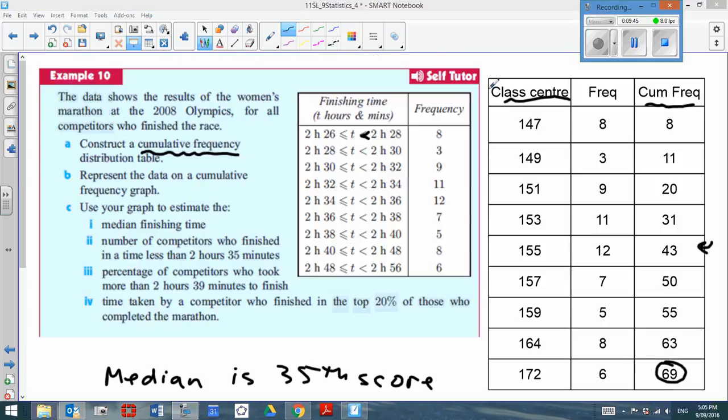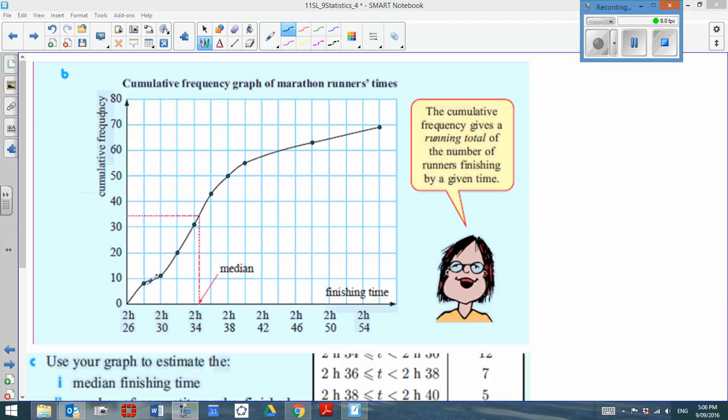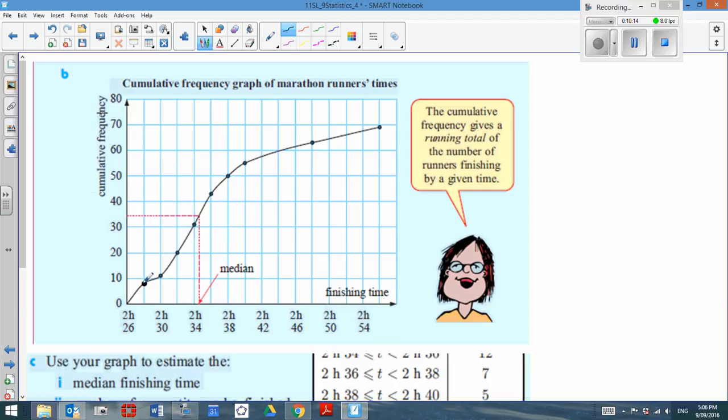So now the new part in this section is actually creating a cumulative frequency graph. We'll set this up together and then I'll let you try to work through section C to answer the questions using the graph. So if I want to create a cumulative frequency graph, notice we have 8 runners who are at or below 147. On this graph, this first point corresponds to 8 runners that are at or below 147 minutes. So this is our minutes, here are 8 runners.